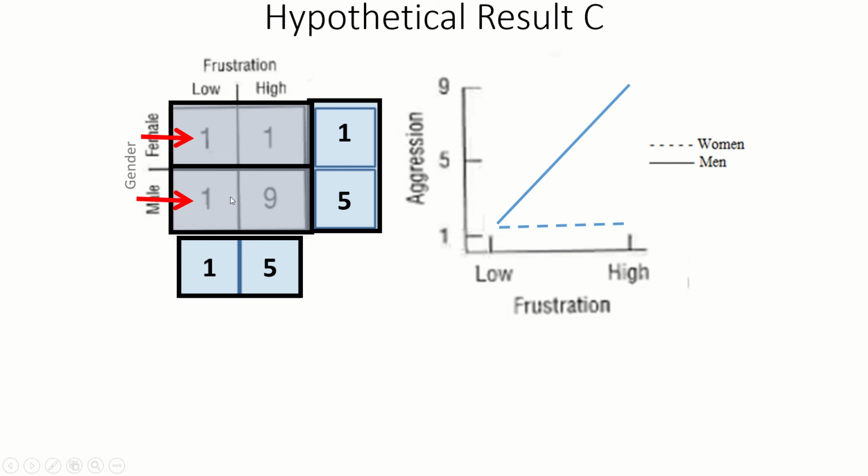But if we look at men here, frustration did have an effect on men. So men exhibited greater aggression under high frustration versus low frustration. So the simple effect of frustration is significant for men, but not for women. So again, we have a big but. Participants did exhibit greater aggression under high versus low frustration, right? But this was only true for men.